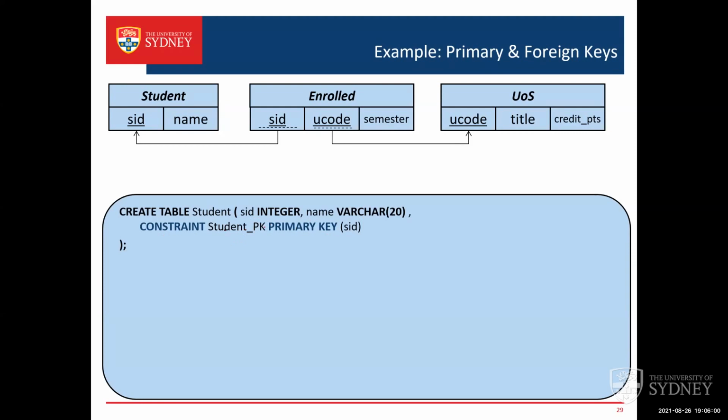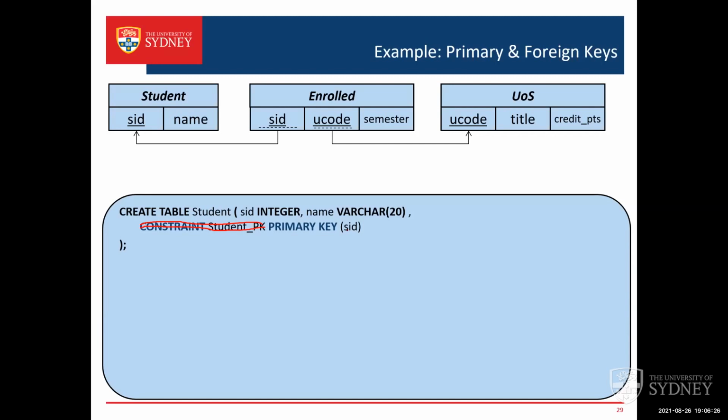This part is optional. This is simply a name, constraint student underscore PK. This part is totally optional. If you don't write anything like this, that's fine. The system will automatically give a name for it. I don't normally use this constraint. I simply write SID integer, name, something, and this is my primary key.